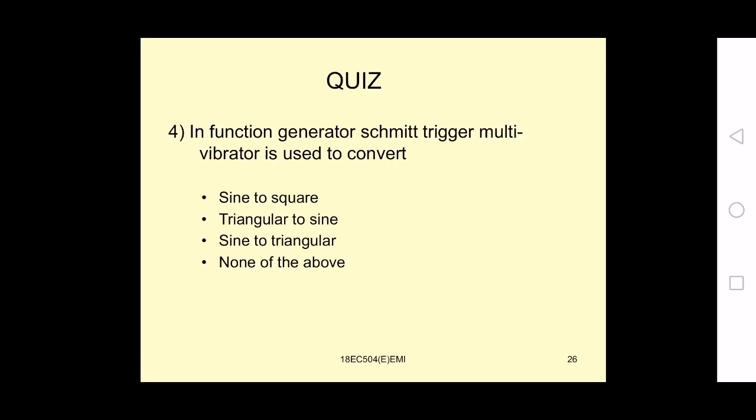In a function generator, the Schmitt trigger multivibrator is used to convert the triangular waveform to a square waveform. There is no such option, so none of the above is the correct answer. You have to see the options. Sine to square, not correct. Triangular to sine, not correct. Sine to triangular, not correct. So none of the above is the correct answer.